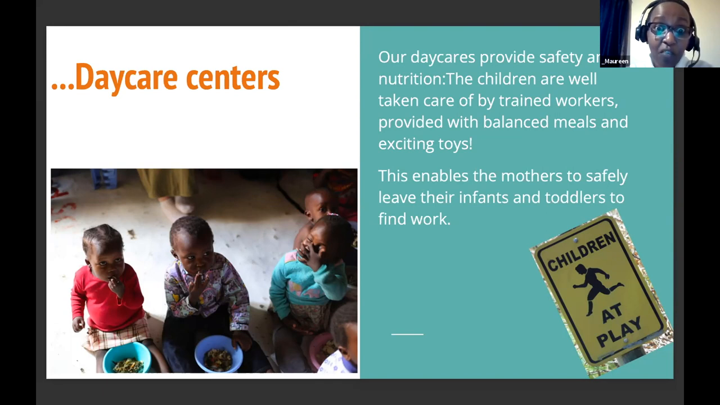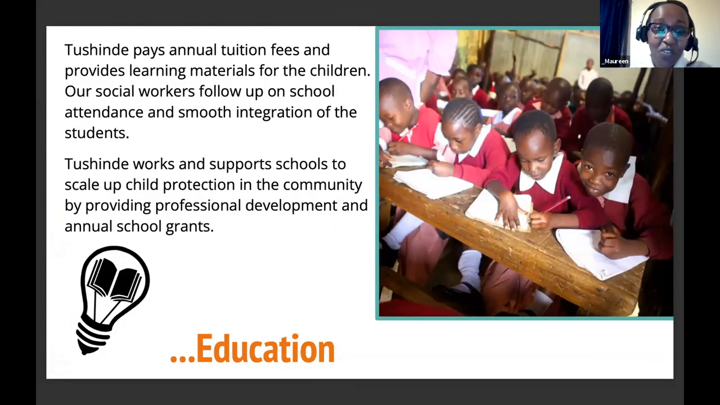Another key component of our family strengthening intervention is education, of course. So if you could go to the next slide, please. So Tushinde provides annual tuition fees and learning materials for the children. And we also follow up on the children while at school. We do this because the caregivers are not able to afford school fees, or maybe not on a regular basis, so then it means the child is not able to regularly attend school and there are high cases of absenteeism. And if the child is not going to school, then they start getting involved in other manner of things that are not productive.